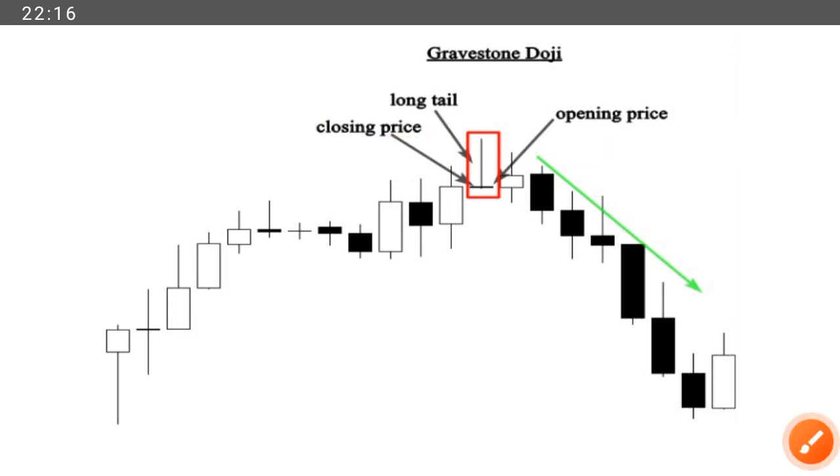How do you identify a resistance area? Later we will discuss that. It's another topic for another day. So after that happened, a gravestone candlestick formed. Then price started going down. So that is how a gravestone doji can determine a reversal or can cause a reversal.